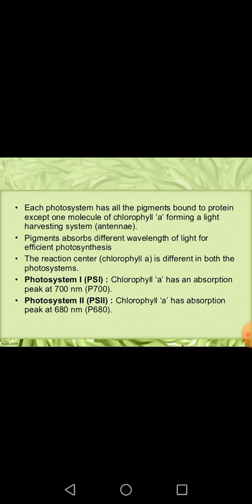So if somebody is going to ask you what is the difference between PS1 and PS2, so you can say that the chlorophyll A in PS1 has an absorption peak of 700 nanometer, while in photosystem 2 the chlorophyll has an absorption peak of 680 nanometer. So these are some basic events of the light reactions.